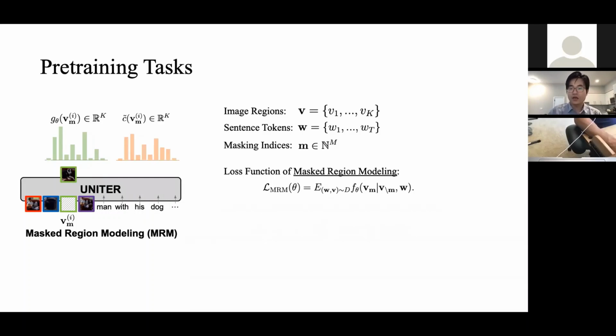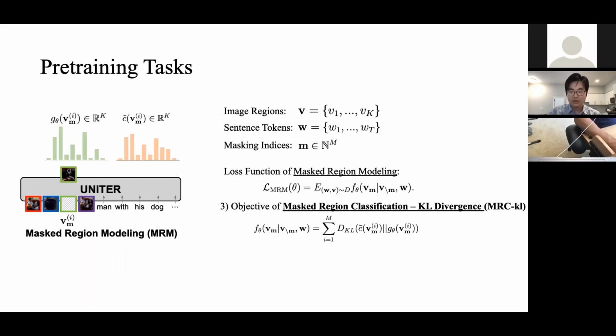Or we could do a soft version of the classification. Instead of using the final class label of the Faster R-CNN, we could also utilize the distribution from the Faster R-CNN as the label. For example, here, the pink distribution is the output from the Faster R-CNN. And we hope our predicted distribution to be as close as possible to the ground truth one. So we could apply the KL divergence here as the loss function. To some extent, we're trying to distill the knowledge from the Faster R-CNN to the transformer.